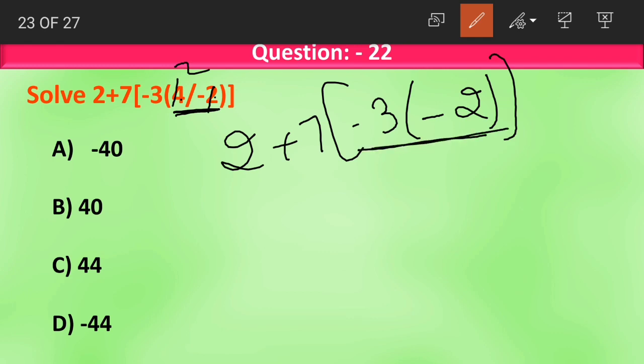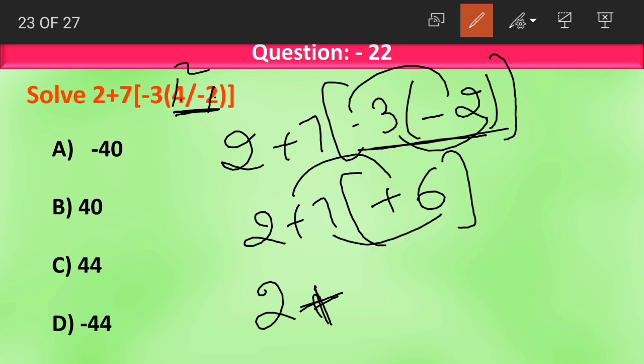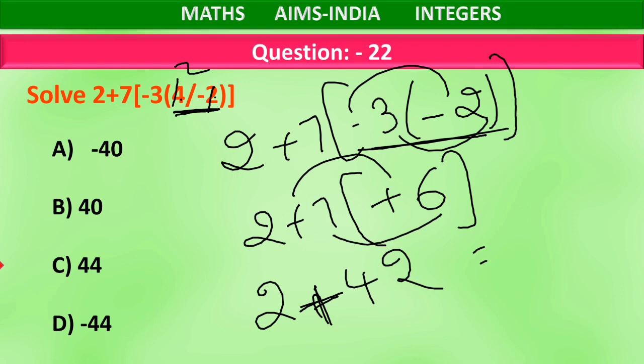Now, next bracket. Minus 3 into minus 2. Minus into minus becomes plus. 3 2s are 6, right class? Next, plus 7 and plus 6. Both the signs are the same, so the answer will be positive. 7 6s are 42. 2 plus 42 is equal to what, class? Yes, 2 plus 42 is equal to 44, which is option C here.